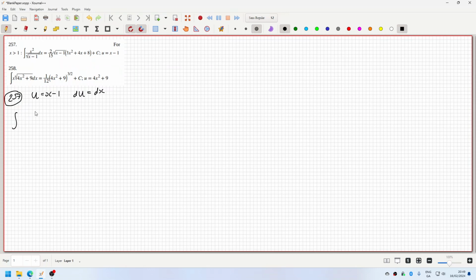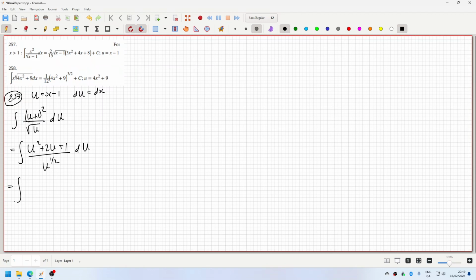That's not great. That could be u plus 1 squared, I suppose, over root x minus 1, that's u, du. So I could stop there. This is the function, but I kind of want to clean it up a bit. This is u squared plus 2u plus 1 over u power a half du.